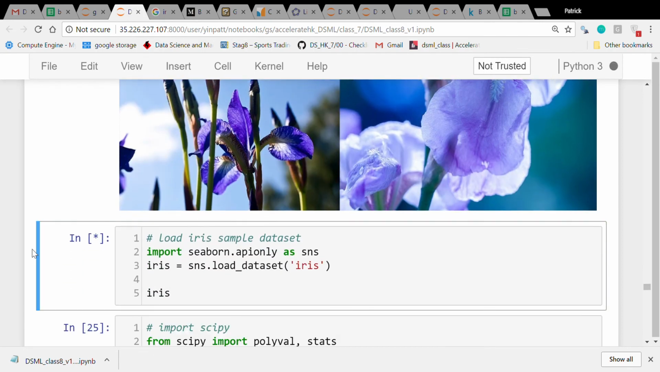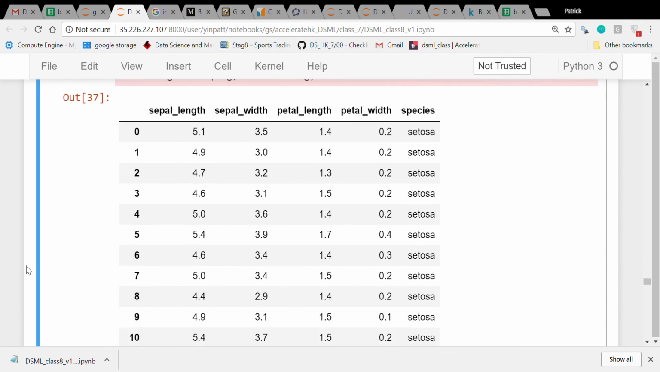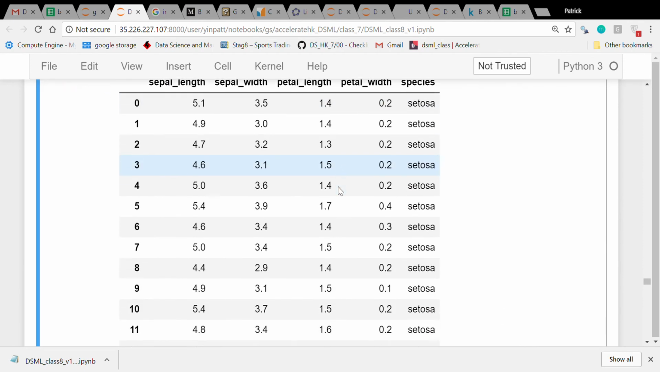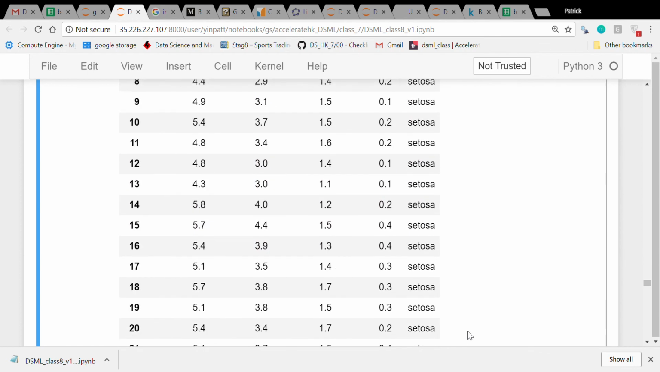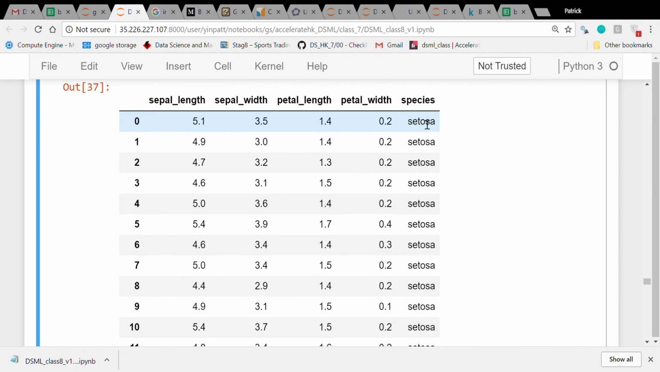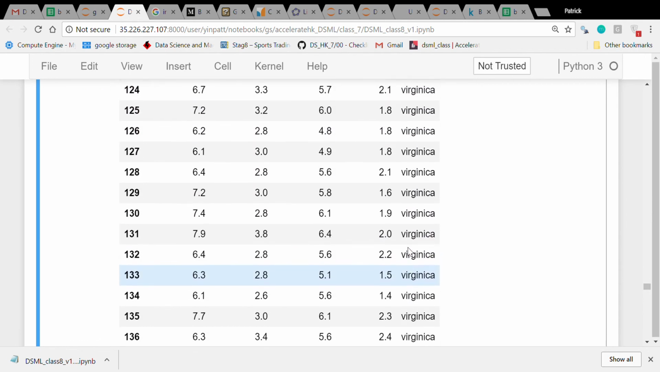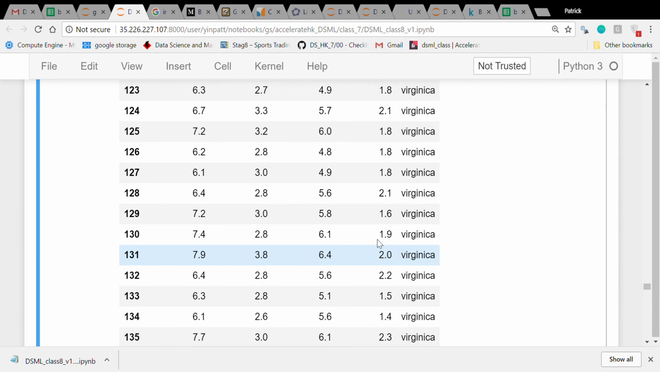But somehow this dataset is famous because if you look at the length, width, it doesn't really tell you much. This is a ground truth of the type of flower, the species. And for a naked eye, you look at the pattern, it doesn't really make any sense. So it's very hard to classify the three.